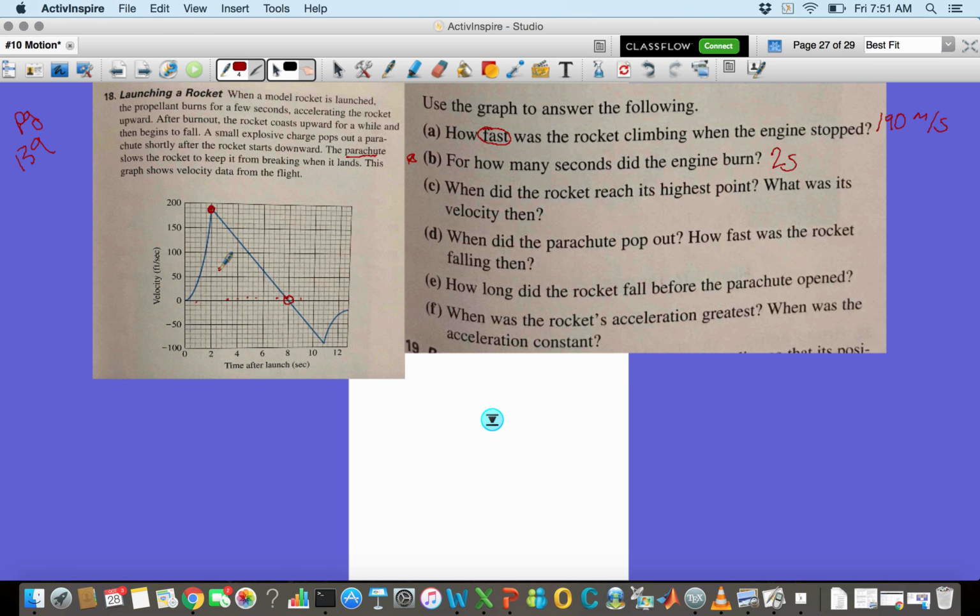Part C, when did the rocket reach its highest point? What was the velocity then? This one, again, is a little tricky. Velocity is what's being graphed here. When velocity is positive, we're moving upward or to the right. So velocity is positive for all of these values, and we're moving upward, even though it looks like we're moving downward. This just means we're slowing down, but we're still moving up.